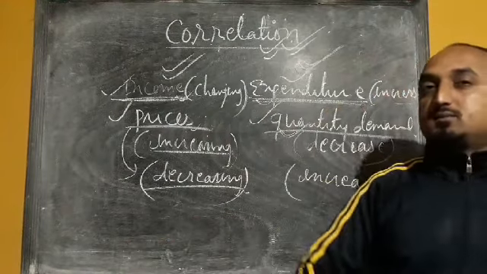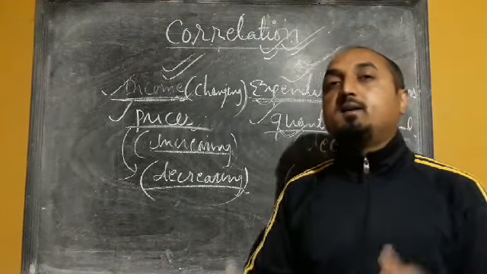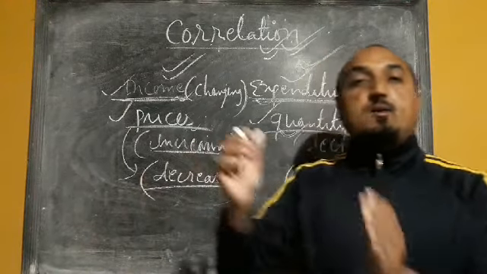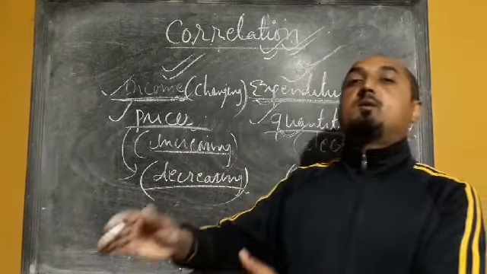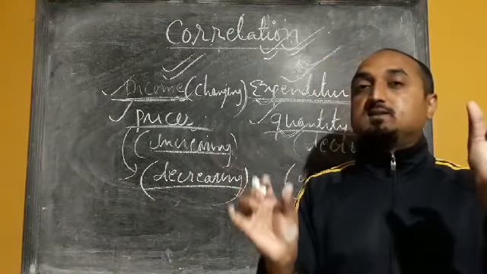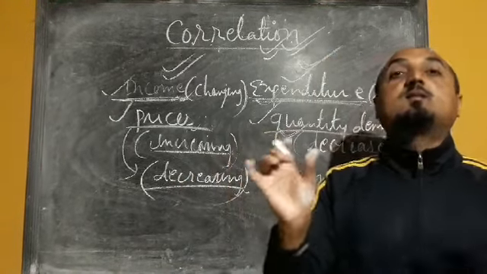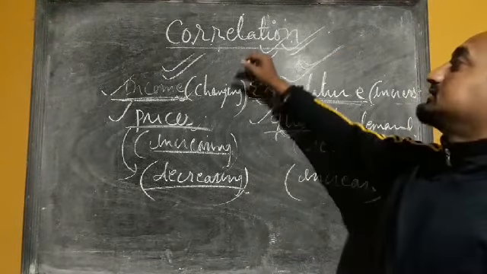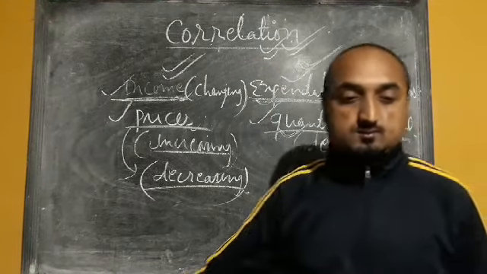Similarly, in the case of price and quantity demanded, if the price of a commodity decreases, quantity demanded increases, and when price increases, quantity demanded will decrease. So here we can see that price and quantity demanded are interrelated with each other. That is what we are going to discuss in this chapter, correlation.